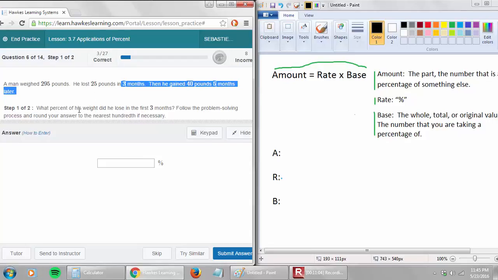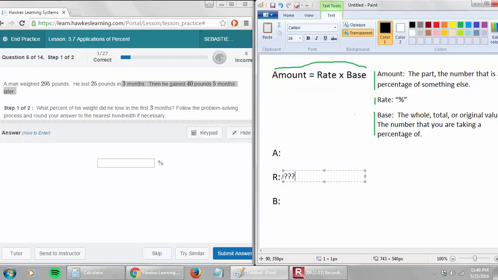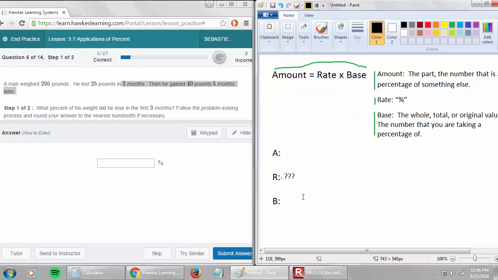Lastly, they're asking me what percent. What percent? Well, that sounds like a rate to me. And since they're asking me about it, that's what my final answer ought to be. I don't know the rate. They're asking me what percent. So I need to find out what that percentage is. And I'm going to use the 295 and the 25. One of those is the amount, one of those is the base.